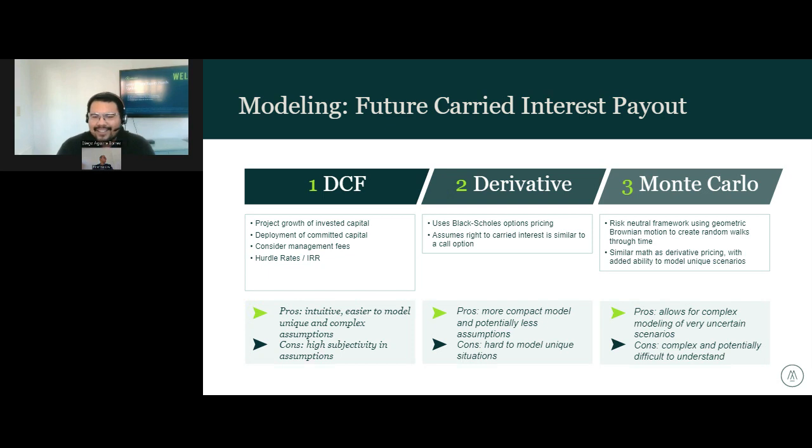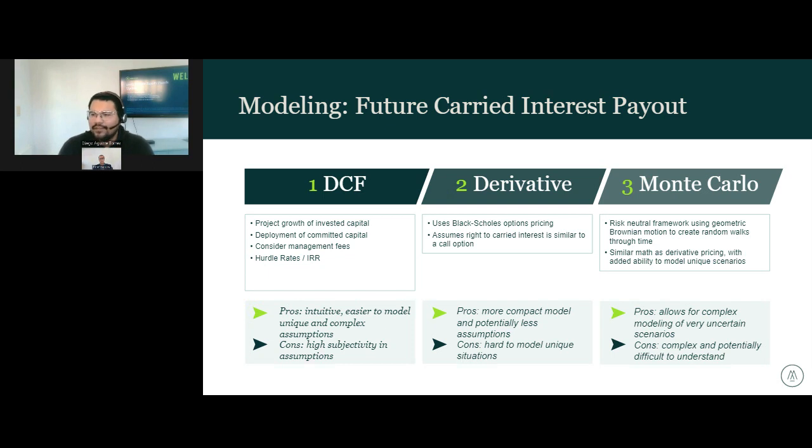Now, the final method is a Monte Carlo simulation method. This method can be based off two previously mentioned methods, but incorporates a statistical framework. This method is particularly useful when modeling several scenarios, but it can lead to overcomplicating what may be a more straightforward situation.